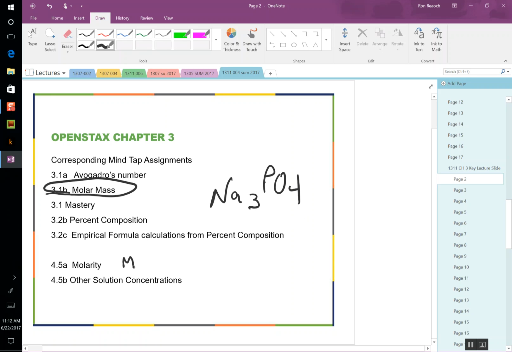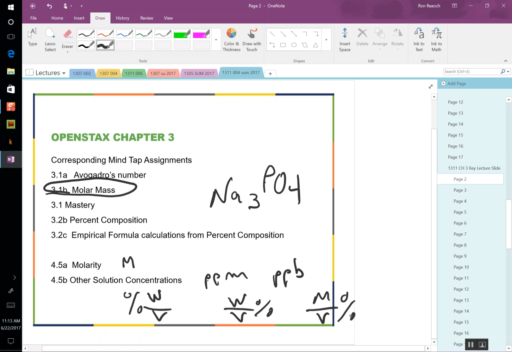Molarity is a solution concentration, and then other solution concentrations, well, there's a whole bunch of them. There's parts per million, there's parts per billion, but the other one is percent weight, volume, percent. You can say it as weight, volume, percent concentration, or it will say mass, volume, percent. Those are the same thing.